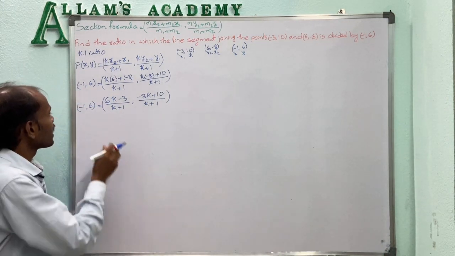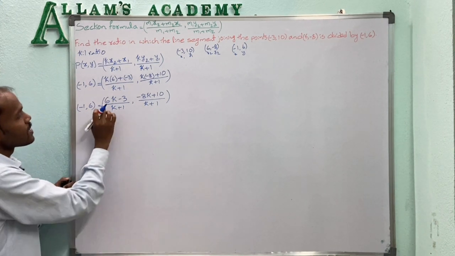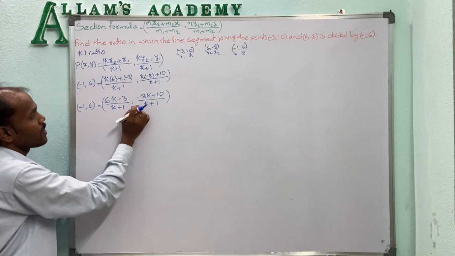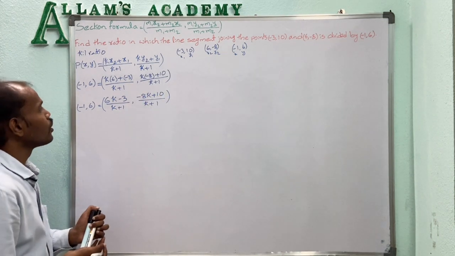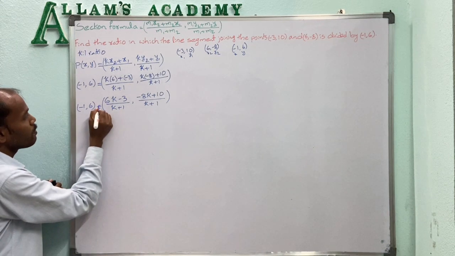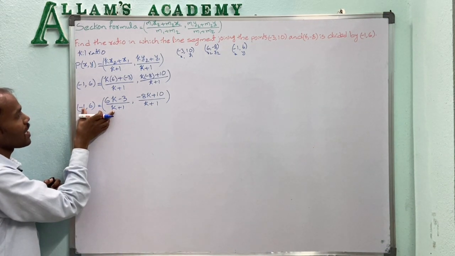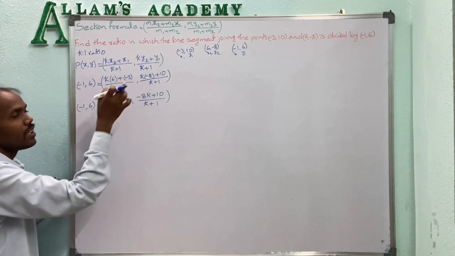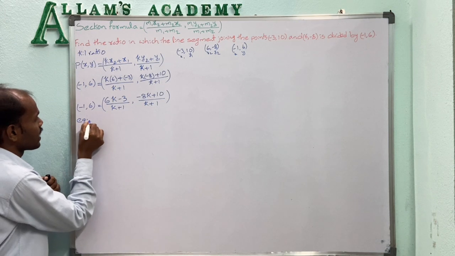Now here this (-1, 6) point is equal to (6k minus 3) by (k plus 1), (-8k plus 10) by (k plus 1) point. So here the equal symbol is there between these 2 points. That means these both abscissas are equal and these 2 ordinates are equal. So equalizing the coordinates.